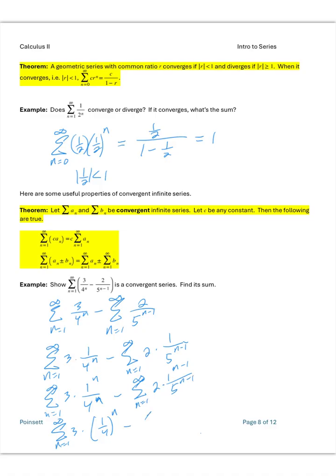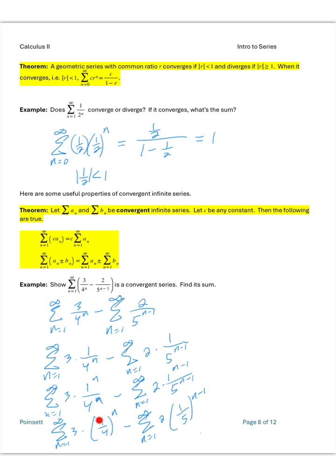And using our exponent laws from basic algebra, we've got the sum as n goes from 1 to infinity of 2 times 1/5 raised to the n minus 1 power. Even though this is n minus 1, this is still the common ratio 1/5, because technically using the exponent laws, you could take out a 1/5 to the minus 1 power, and we'd have 1/5 to the nth power still. So this is a geometric series as well, with a common ratio of 1/5.